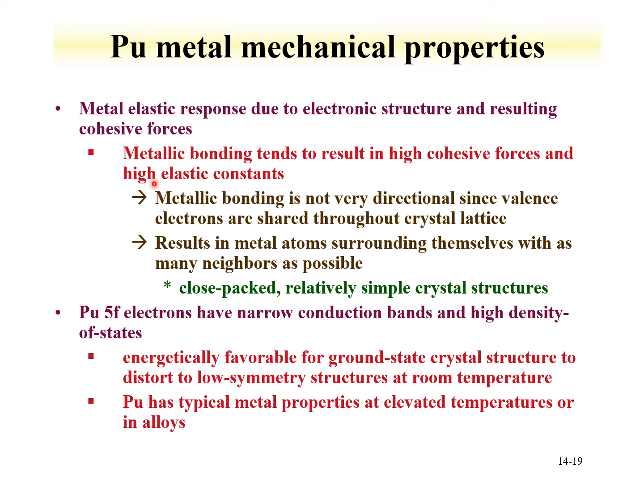Now, as we've already seen with the plutonium 5F electrons, they have relatively narrow conducting bands with high densities of states. So plutonium has typical metal properties at elevated temperatures or in alloys, as we've seen, but at lower temperatures we have this low symmetry. And again, this not only has this structural behavior, but has some of these mechanical behaviors that go along with it. And again, it's all linked to the behavior of the F electrons.